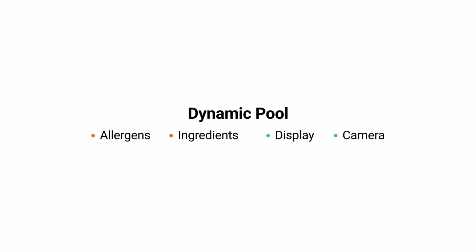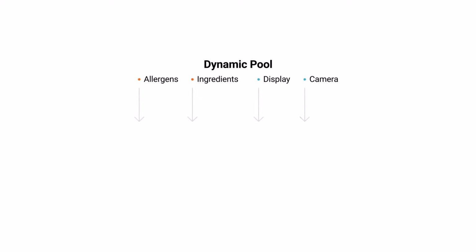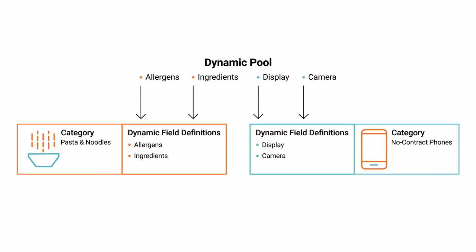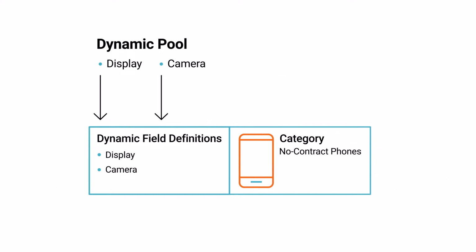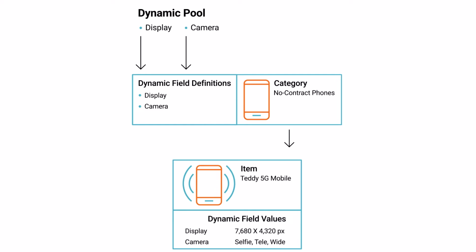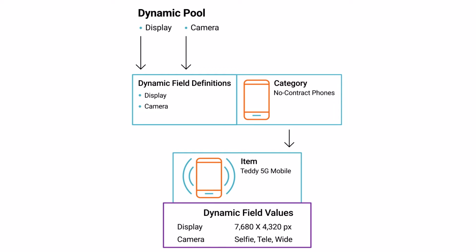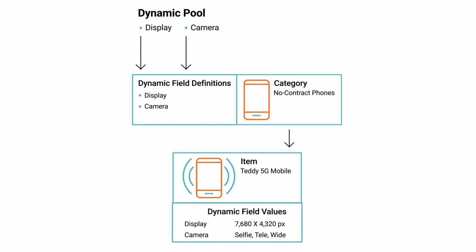To configure dynamic fields, you first create a dynamic pool. Add fields and field groups to the dynamic pool that you want to use as dynamic fields. Then add dynamic field definitions to category records. In this example, the no contract phones category includes the display and camera dynamic field definitions. When business users create a mobile phone record, they enter the display resolution and the camera modes that the phone supports.